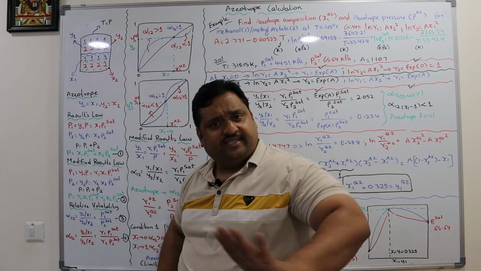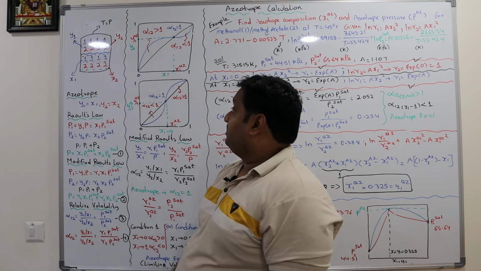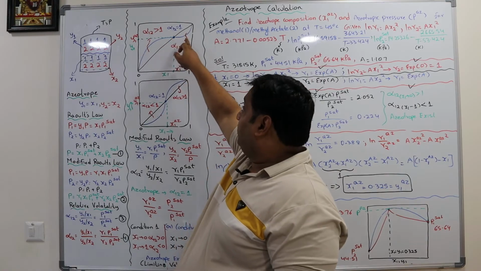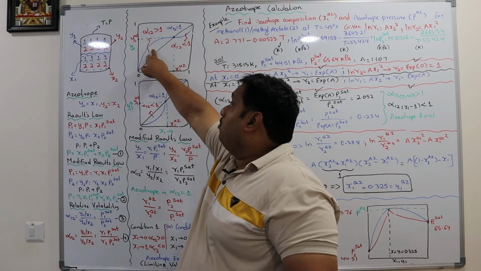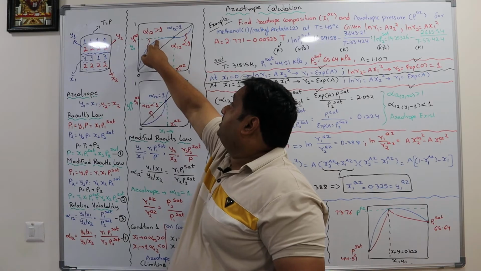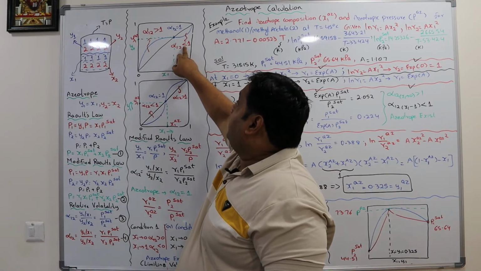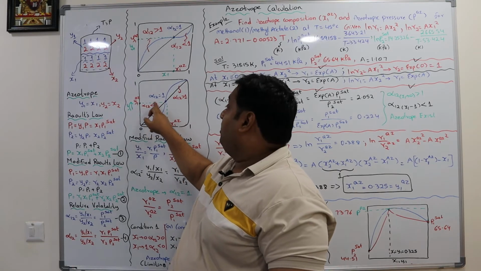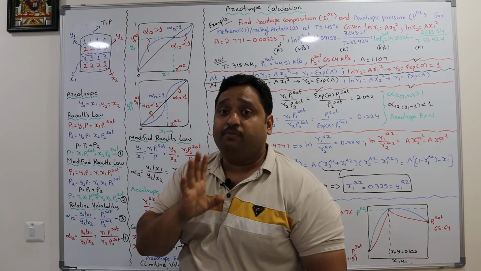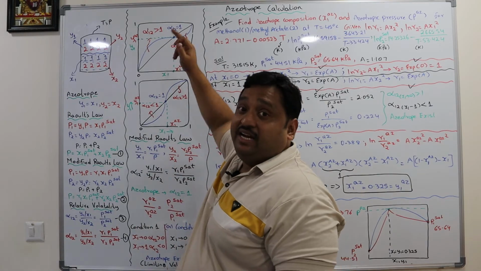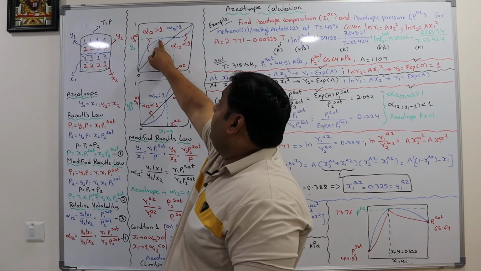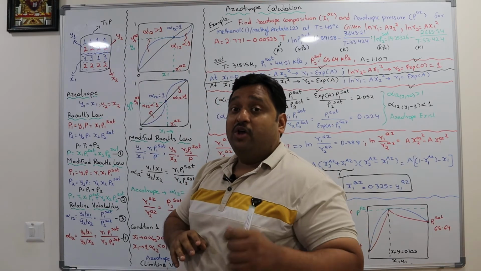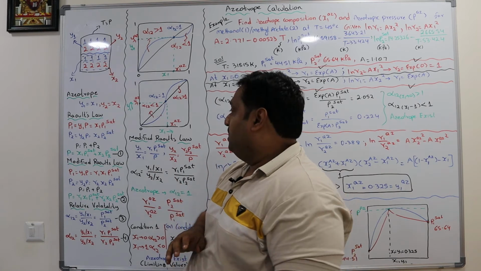That means both cases are possible. The only condition is that on the left it should be either greater or less than 1, and on the right-hand side it should be the opposite. If on the left-hand side it is greater than 1, the relative volatility on the right-hand side will be less than 1. If on the left-hand side the relative volatility is less than 1, on the right-hand side it should be greater than 1. If either of these conditions is valid, then in between these two the azeotrope exists. That is how we have to identify the azeotrope.